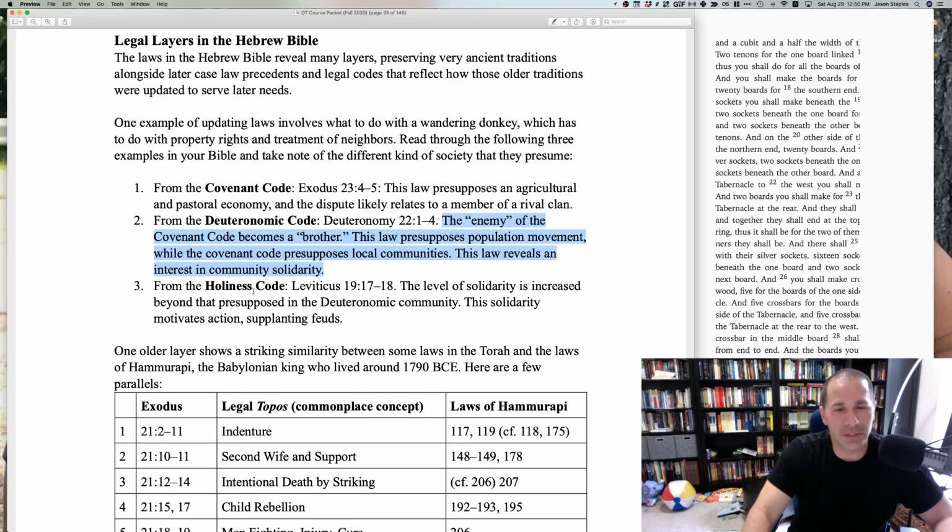And then in the Holiness Code in Leviticus, you have something beyond even the Deuteronomic community. You have this idea of dealing with feuds and all of that within the community. So you have a lot of differences here.